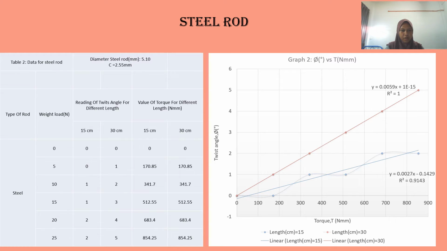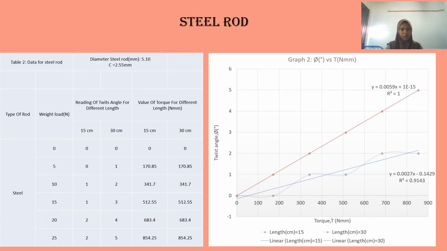Next, we show the table and the graph for the steel rod. We use the steel rod diameter, which is 5.10 millimeter, and C is equal to 2.55 millimeter. The weight load that we use for steel is 0, 5, 10, 15, 20, and 25. The load for nylon just now was smaller because we use a smaller range, as nylon is more fragile than steel.